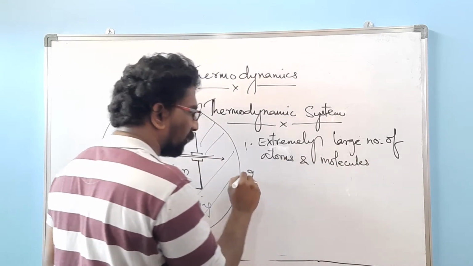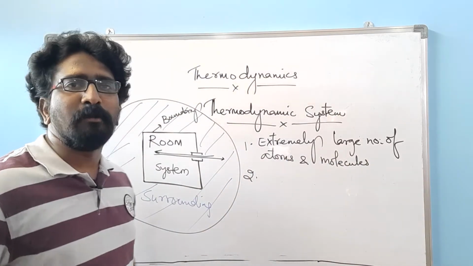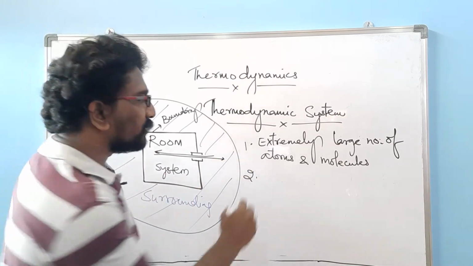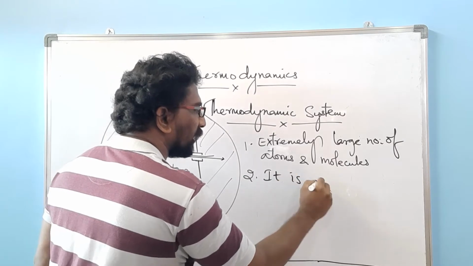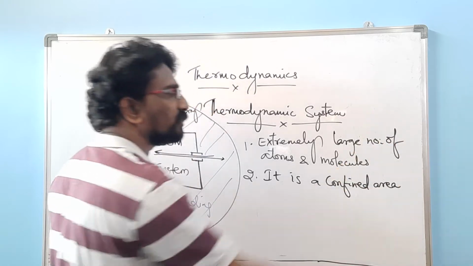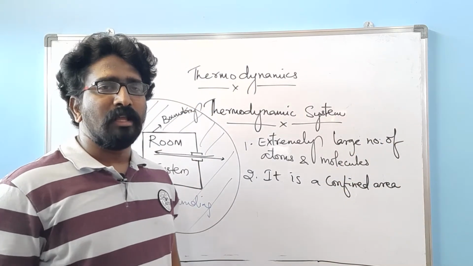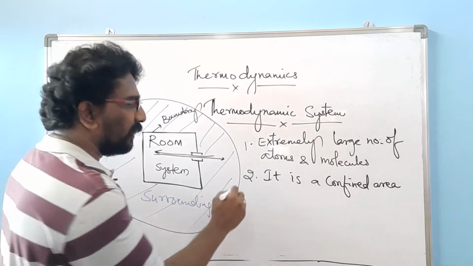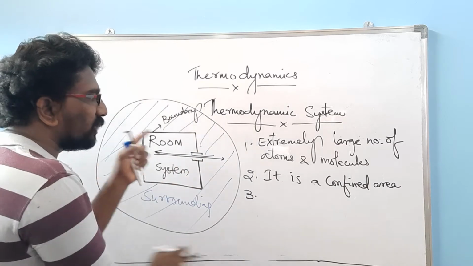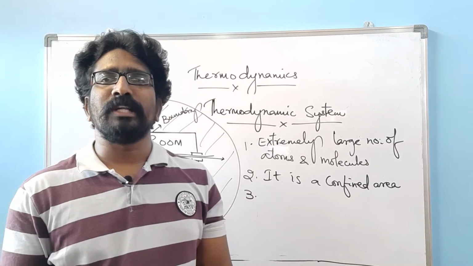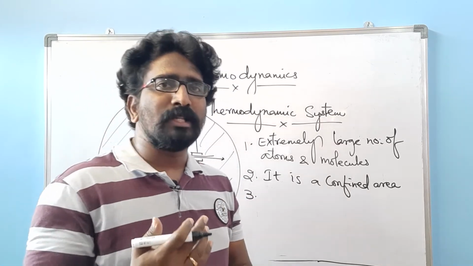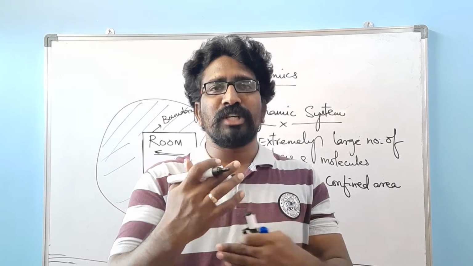Second, this thermodynamic system is a confined area. Confined area means this thermodynamic system will have some particular boundary. Third, the region around the thermodynamic system we call the surrounding. If there is a surrounding to a thermodynamic system, then definitely there will be an exchange of matter taking place.